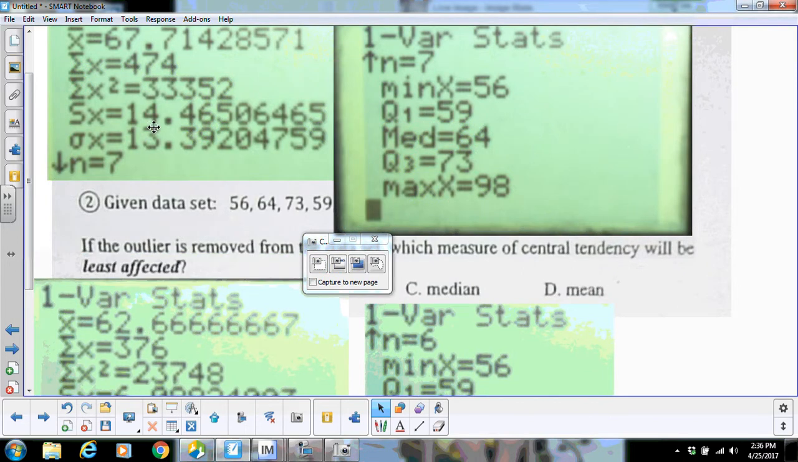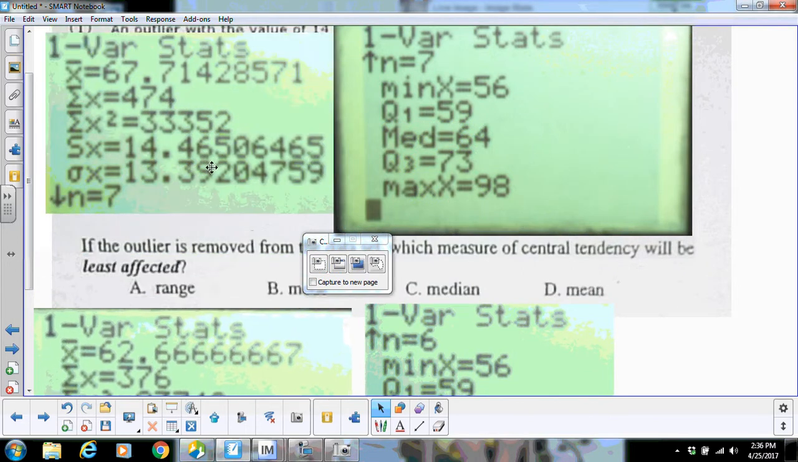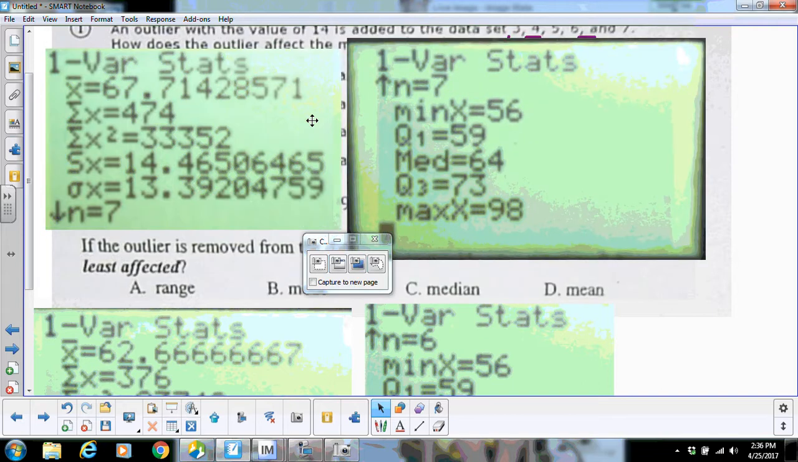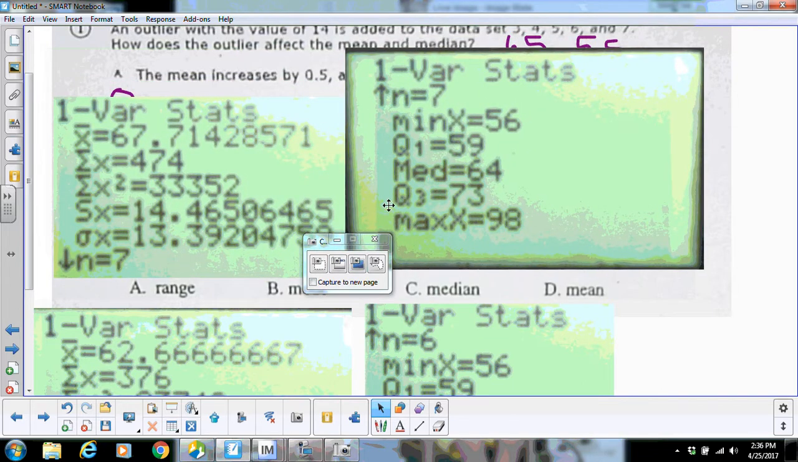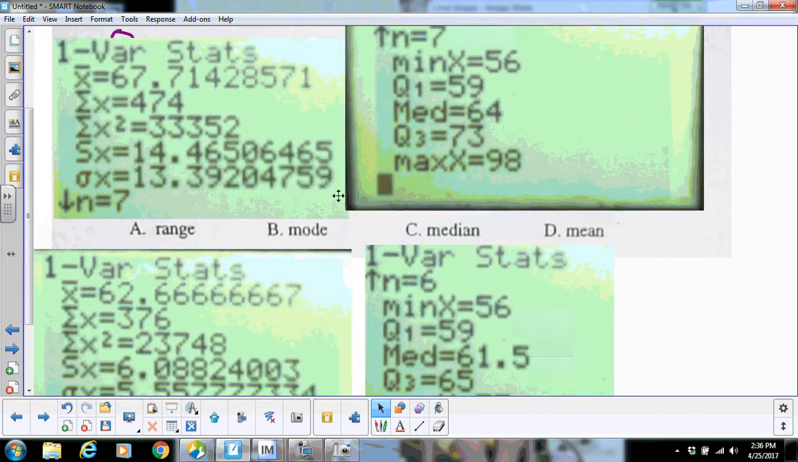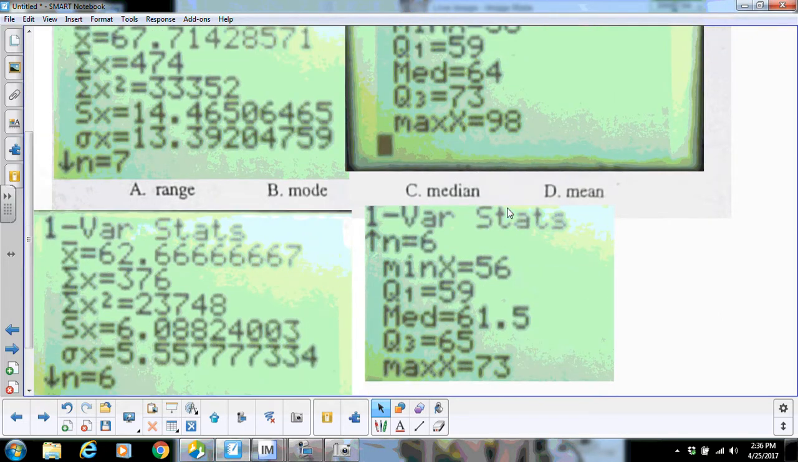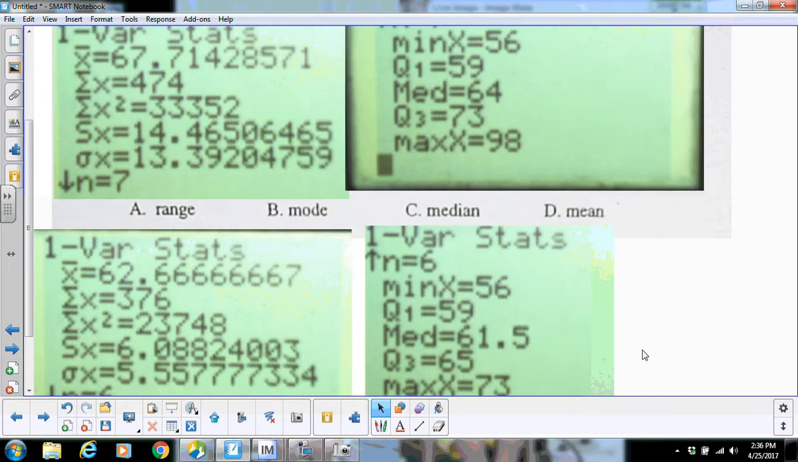Okay, so it wants to know which one is least affected. All right, well, let's look at a few of these that are really easy to see to begin with. So for instance, the median. Right here it's 64 and then it's 61.5. So from 64 to 61.5 is a difference of 2.5. Okay, the mean was from 67.7 to 62.7, we'll say, so that's a difference of 5.